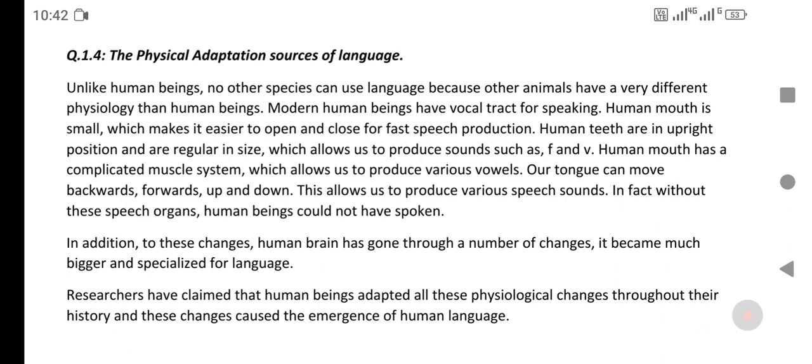In addition to these changes, the human brain has gone through a number of changes. It became much bigger and specialized for language. Researchers have claimed that human beings adapted all these physiological changes throughout their history, and these changes caused the emergence of human language. Hope you got this lecture, the physical adaptation sources of language.